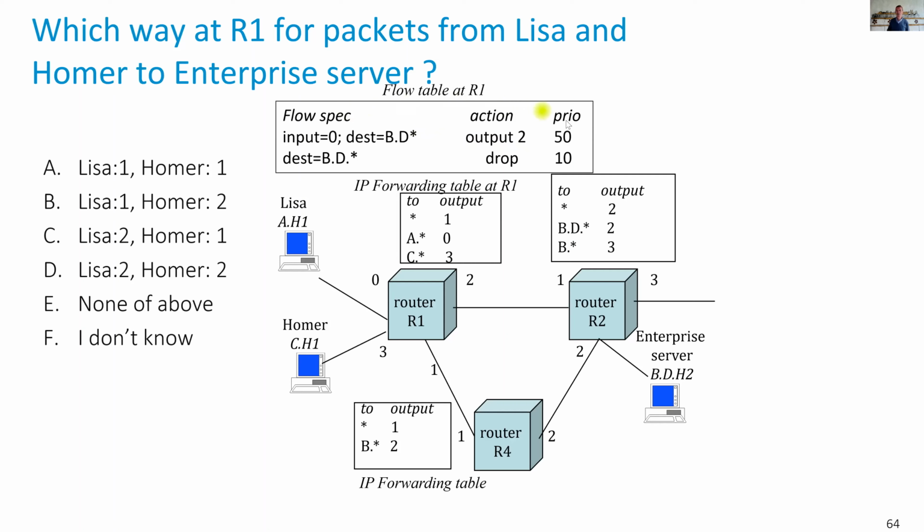So let's assume we have this configuration in router R1. What will happen to a packet from Lisa and from Homer to the enterprise server? Lisa is this host, Homer is this one, and the enterprise server is here. Both Lisa and Homer send a packet to the enterprise server. What will happen to both of these packets with these rules?